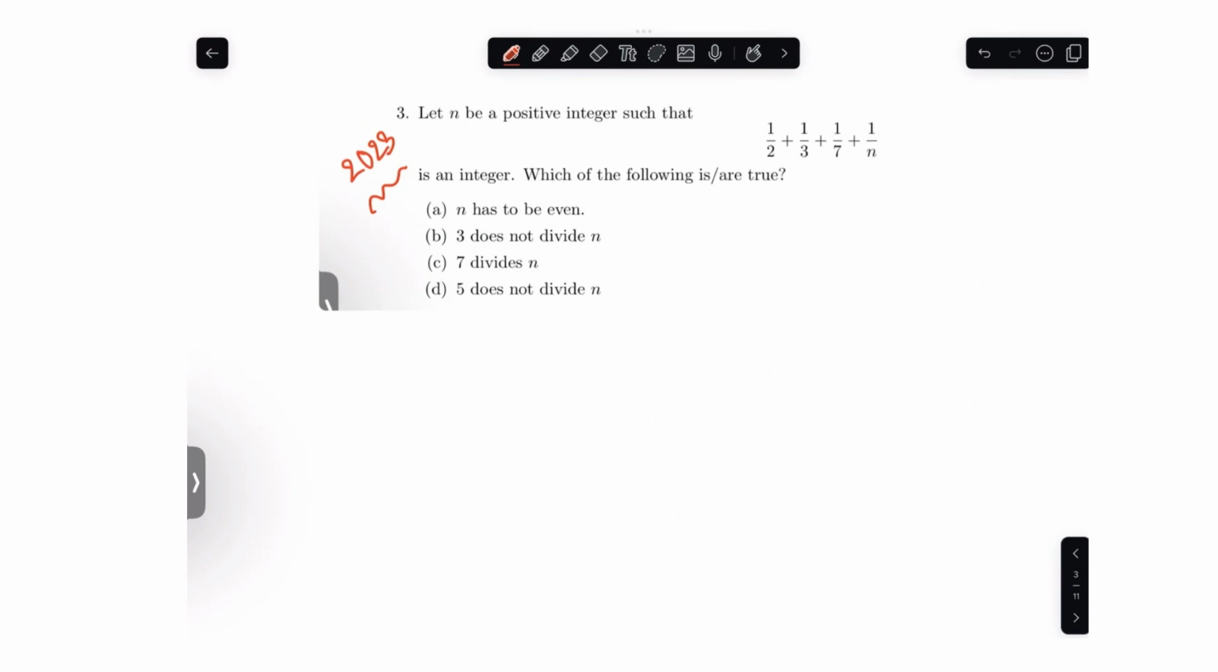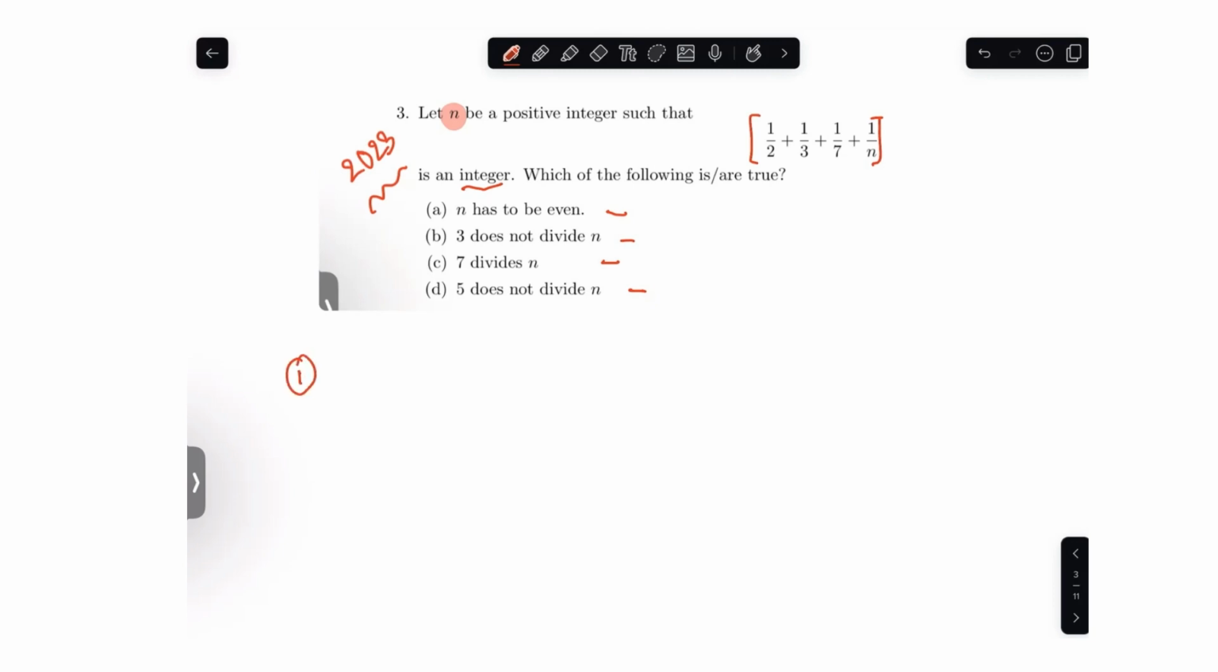The problem is the following. n is a positive integer such that this given expression is an integer. This information is given. And the options, you have to verify the truth value, whether true or false. The statements are: n has to be even, 3 doesn't divide n, 7 divides n, and 5 doesn't divide n.